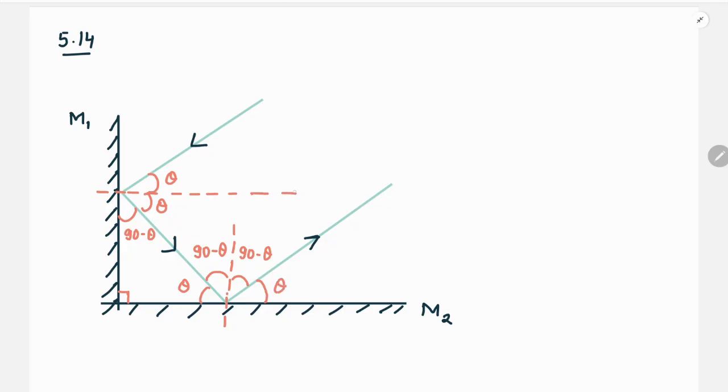So since these two lines are parallel to each other, we can say that the direction of the incident ray and the final reflected ray has reversed itself after successive reflection.